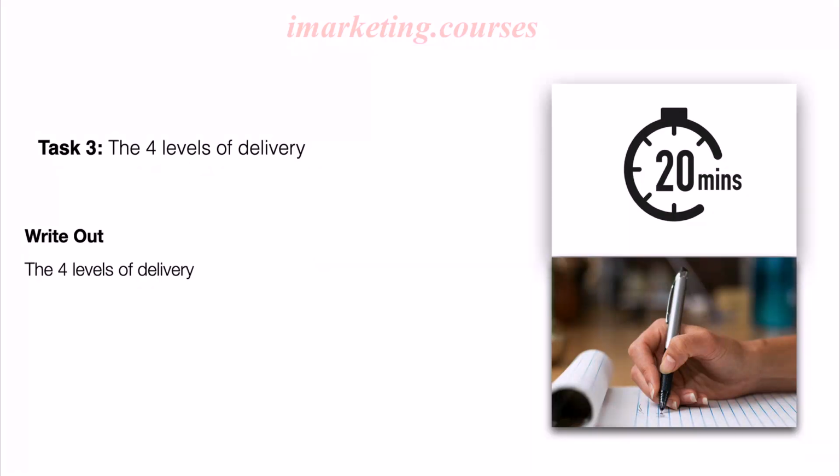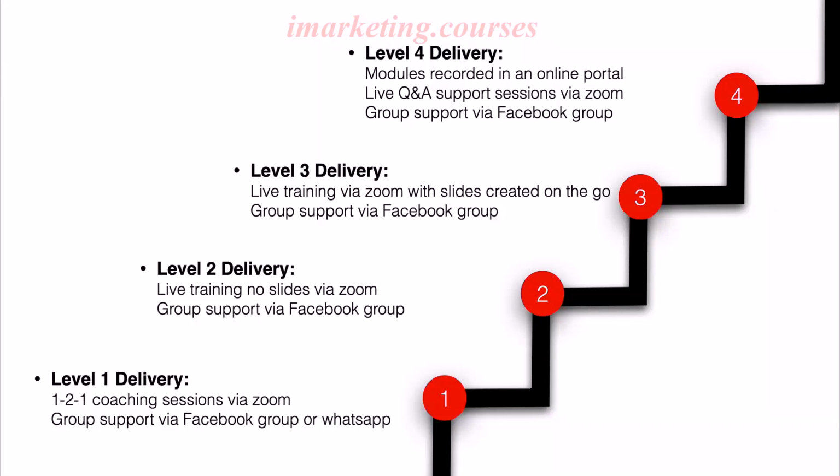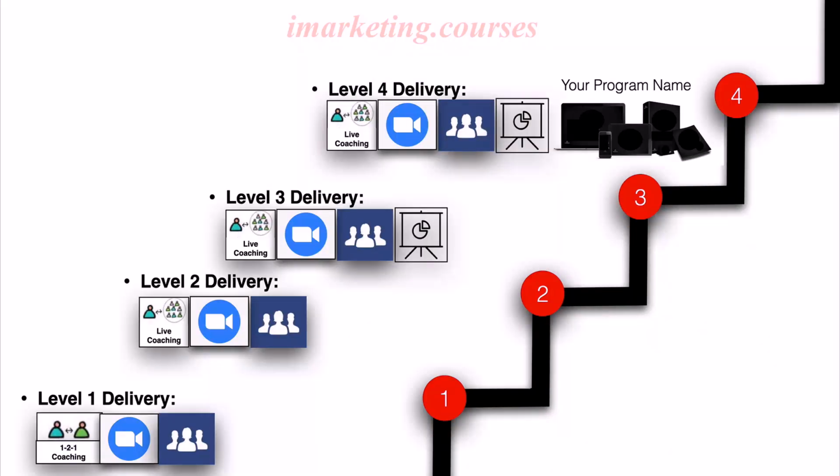All right? Task 3, the 4 levels of delivery. So you understand what they are. 20 minutes max on this. It doesn't take long. So you got level 1 delivery, one-to-one coaching sessions via Zoom, group support via Facebook group or WhatsApp. Delivery number 2, live training, no slides via Zoom, group support via Facebook group. Level 3, when you advance that, you've got the slides, same as before. Level 4, you've just recorded the modules.